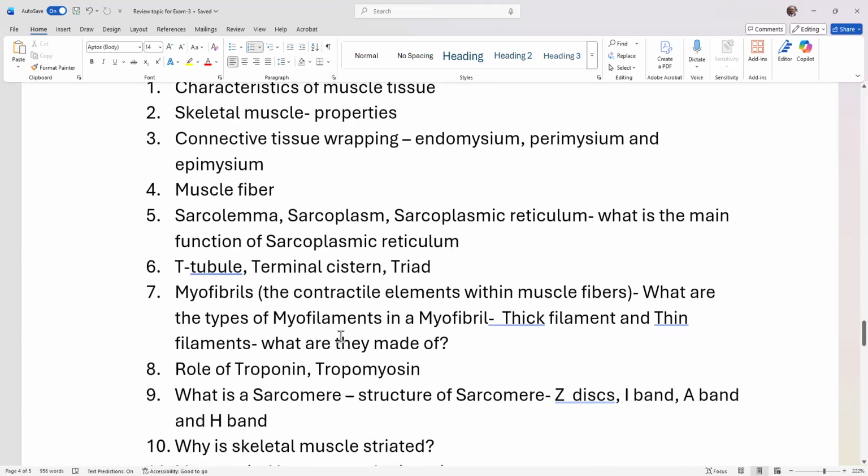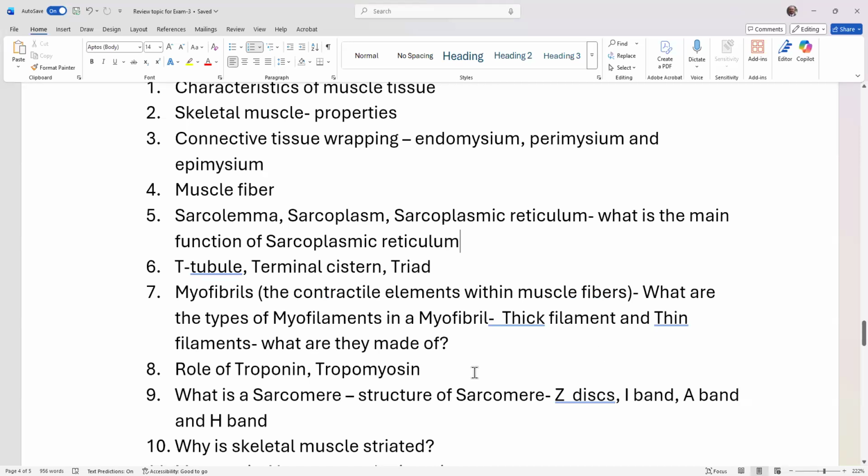What are myofibrils? Myofibrils are the contractile elements within the muscle fiber. That's a very peculiar property of muscle fibers. It contains these cylinders called myofibrils. So what are the types of myofilaments in the myofibril? There are thick filaments and thin filaments. What are they made of? What is the role of troponin and tropomyosin?